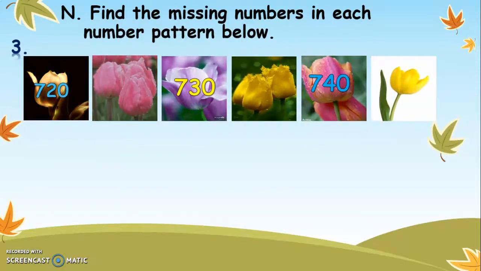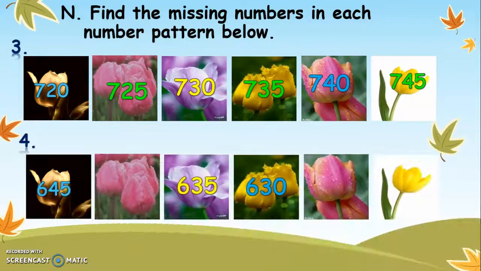Again, for number 3, starting with 720, there's a missing number, and then you have 730. So the number between 720 and 730 is 725. After 730, have 735, 740, and the last number is 745. This is showing us number pattern of increasing by 5s. Let's see the answers for number 4.